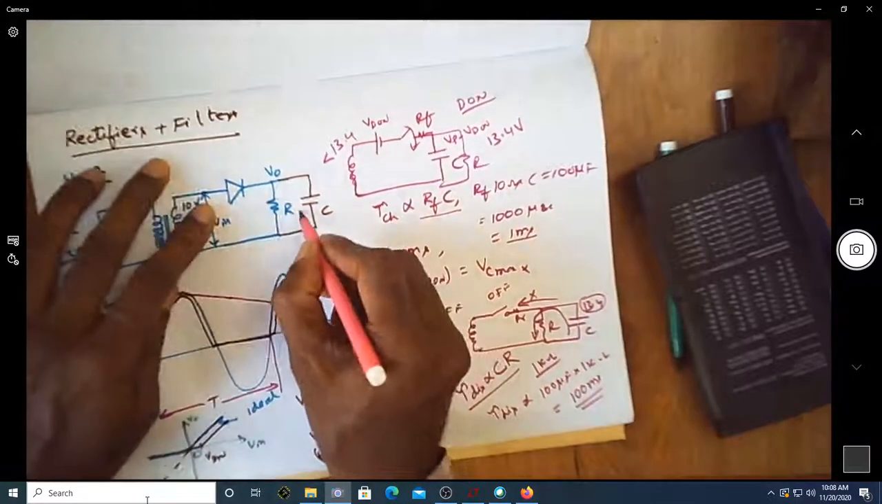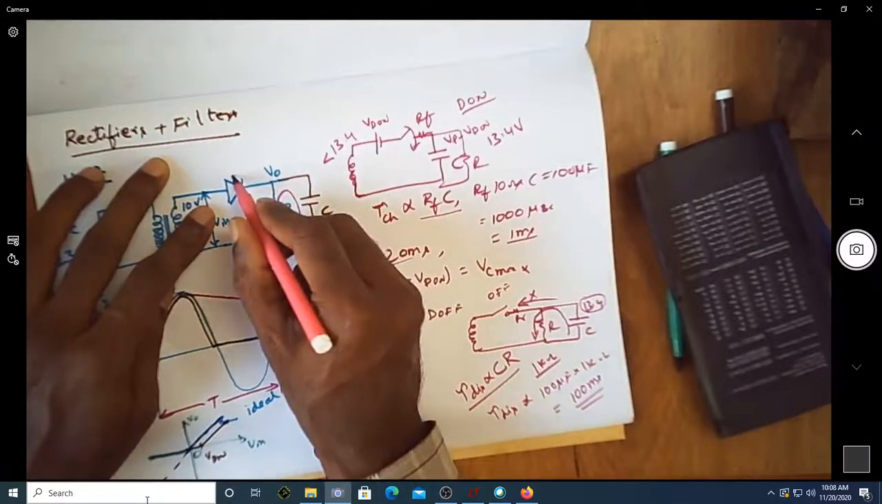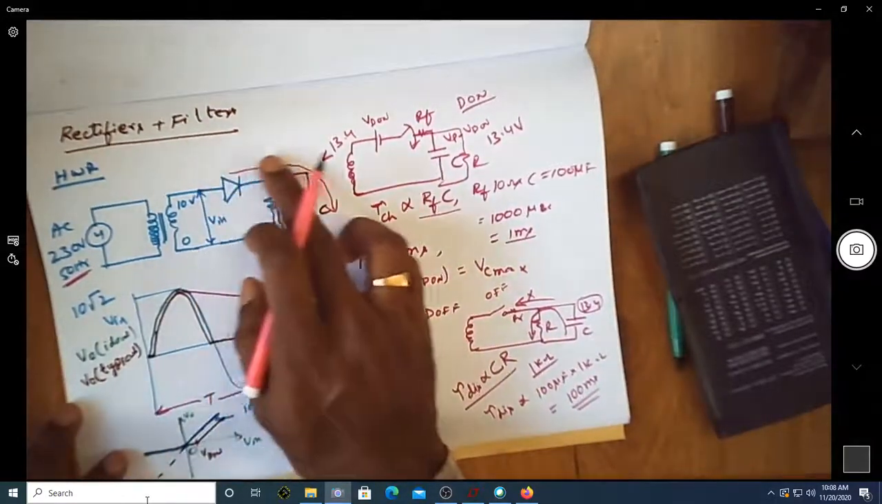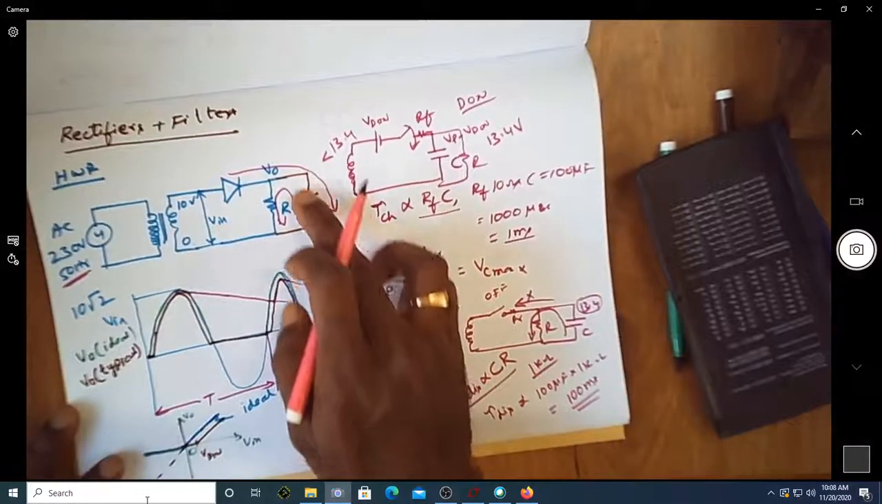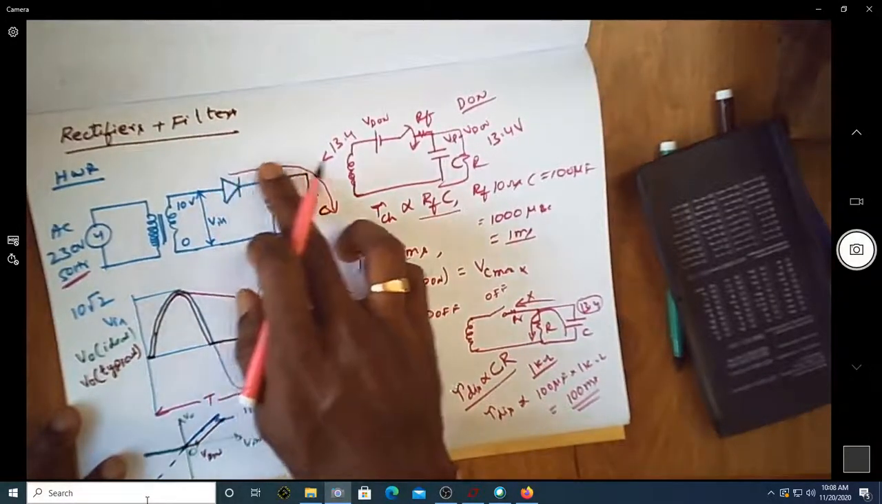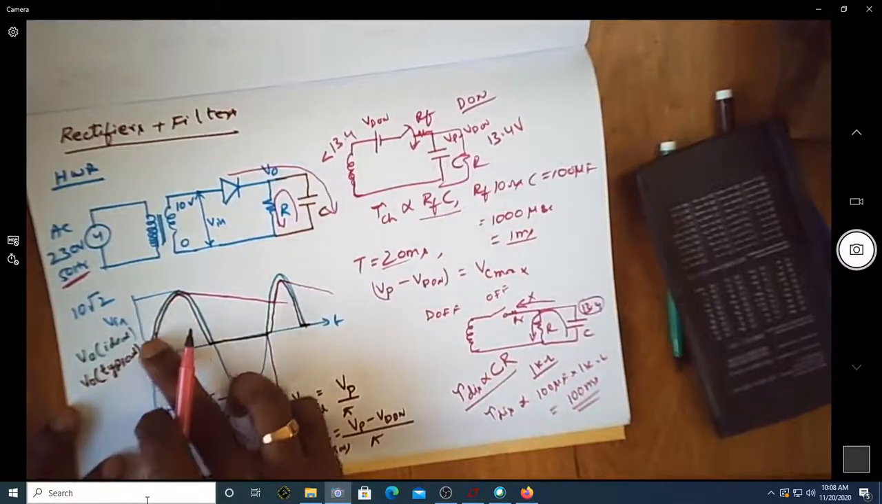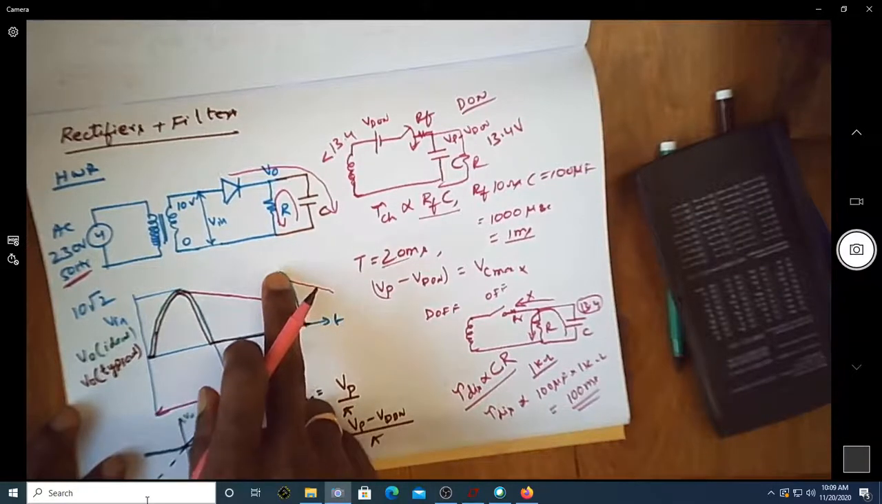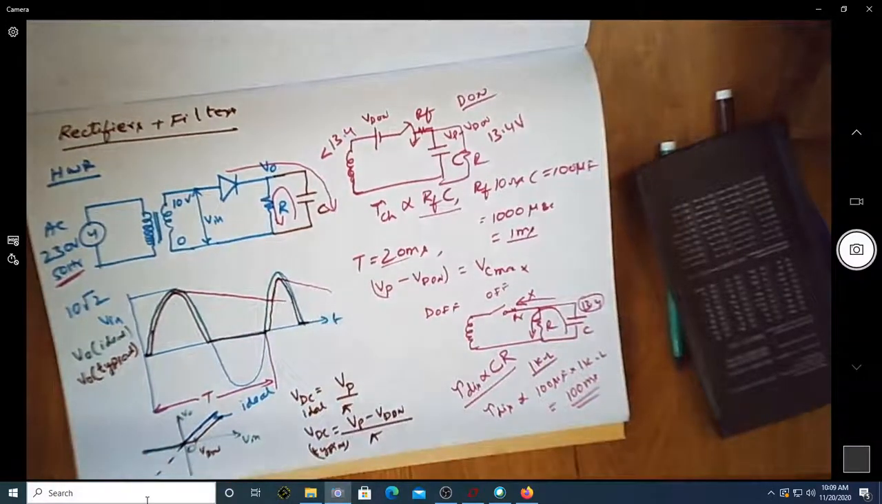This is your discharge path, this is your charging path. So we have two different paths. The charging path resistance is less, the discharge path resistance is more. It takes more time to discharge, but it takes less time to charge. That's why it is charging almost instantaneously and discharging slowly.